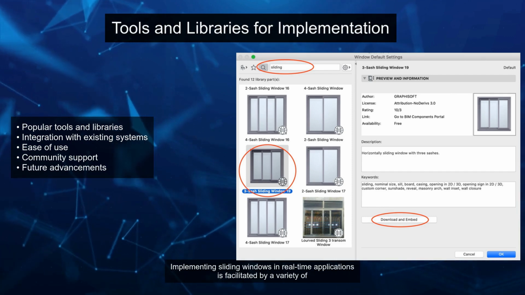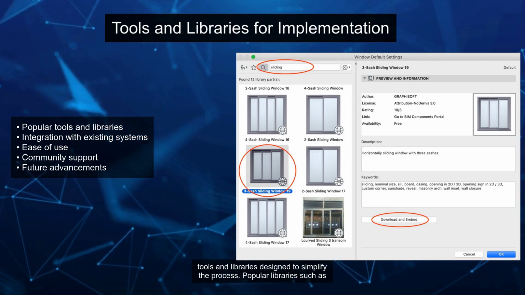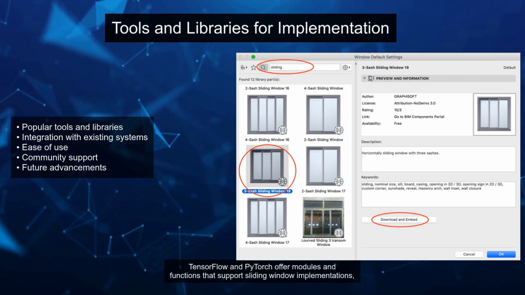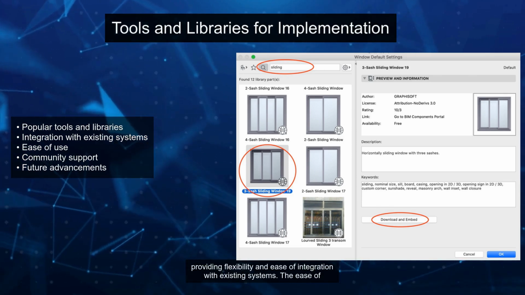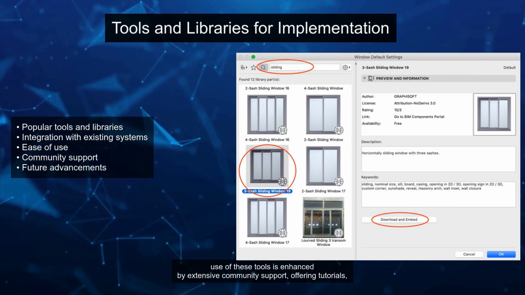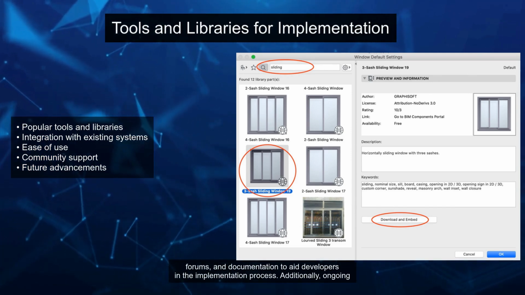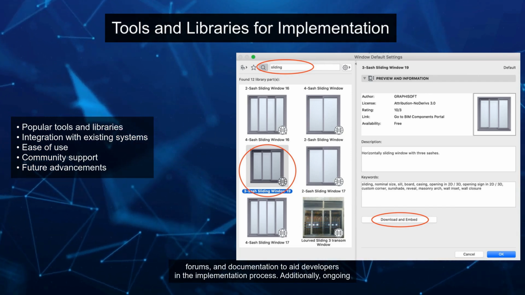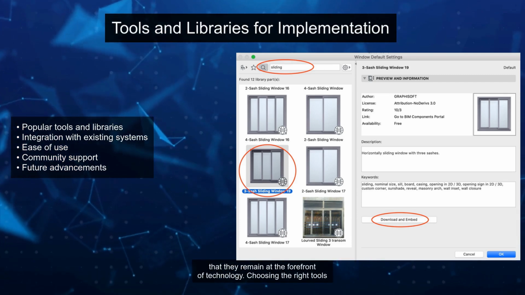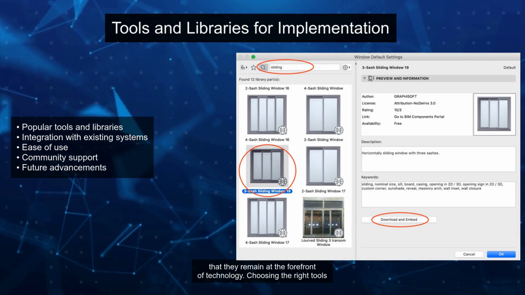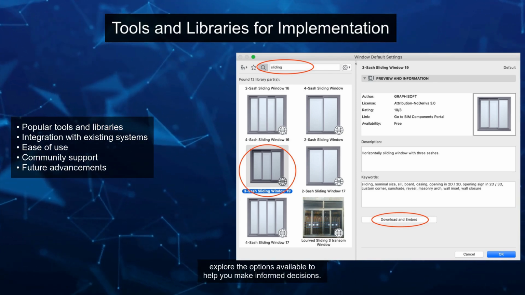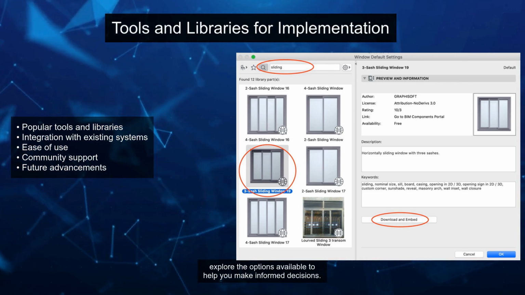Implementing sliding windows in real-time applications is facilitated by a variety of tools and libraries designed to simplify the process. Popular libraries such as TensorFlow and PyTorch offer modules and functions that support sliding window implementations, providing flexibility and ease of integration with existing systems. The ease of use of these tools is enhanced by extensive community support, offering tutorials, forums, and documentation to aid developers in the implementation process. Additionally, ongoing advancements in these libraries continue to introduce new features and improvements, ensuring that they remain at the forefront of technology. Choosing the right tools and libraries is crucial for optimizing sliding windows effectively, and we will explore the options available to help you make informed decisions.